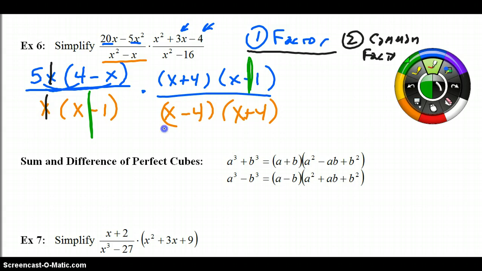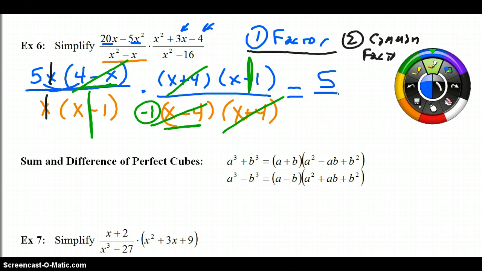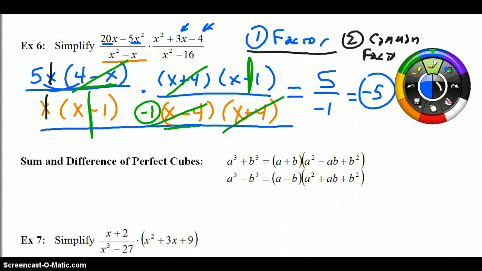And then x minus 4 and 4 minus x are not exactly the same, but they're exactly opposite. So we can cancel those out and get a negative 1 as a factor. So x plus 4 and x plus 4 are 1. So again, after I cancel all of these out, the only thing I have in the numerator is a 5. The only thing I have in the denominator is a negative 1. Final answer will be a negative 5.